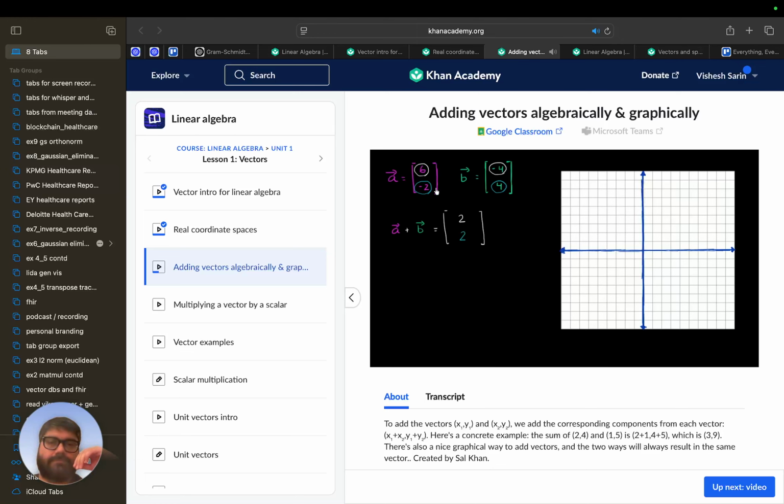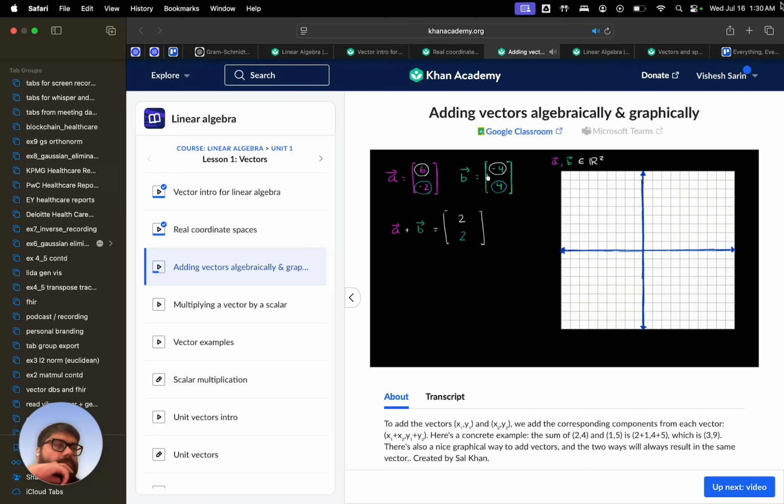So we start with two two-dimensional vectors. You add them together, you get another two-dimensional vector. If you think about it in terms of real coordinate spaces, both of these are members of R2. I'll write this down here just so we get used to the notation. So vector A and vector B are both members of R2, which is just another way of saying that these are both two-tuples. They're both two-dimensional vectors right over here.